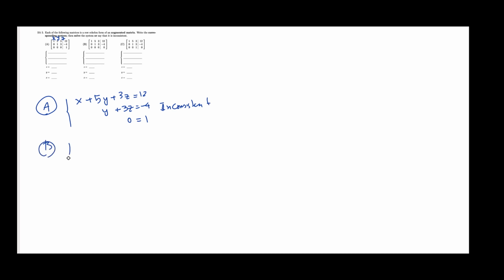B, let's do the same thing again. X, y, and z. And I have x plus 5y plus 3z equal to 12. 0x plus 1y plus 3z equal to negative 4. And then I have 0 plus 0 plus 0, which is 0, equal to 0. Okay, so in this case, there's no inconsistency because 0 equal to 0 is allowed.